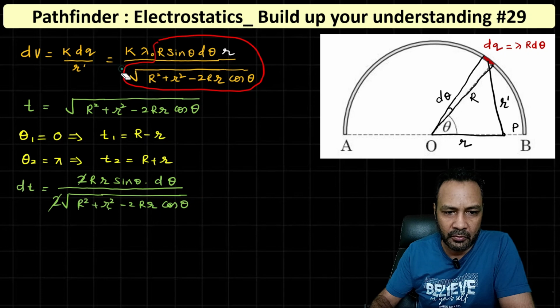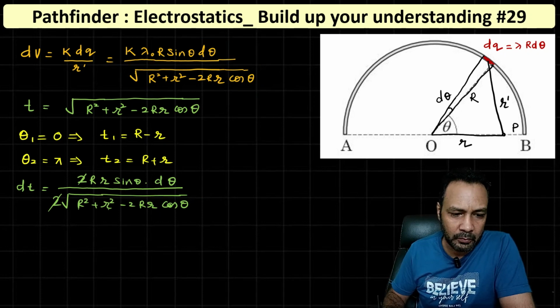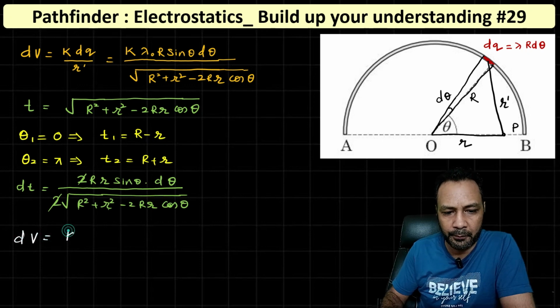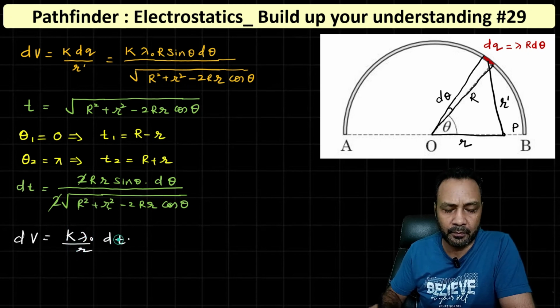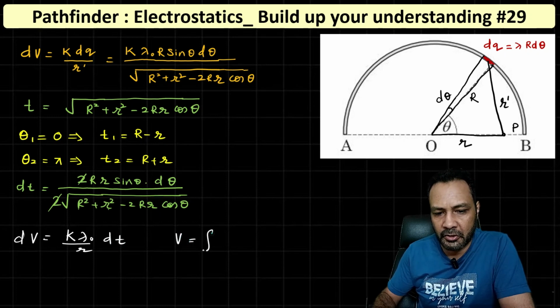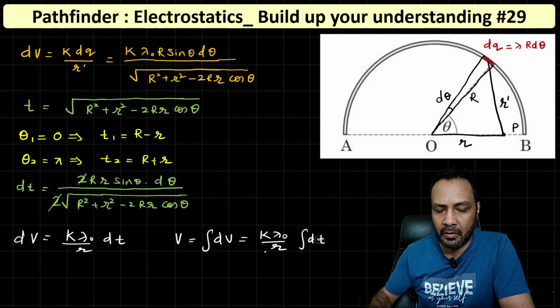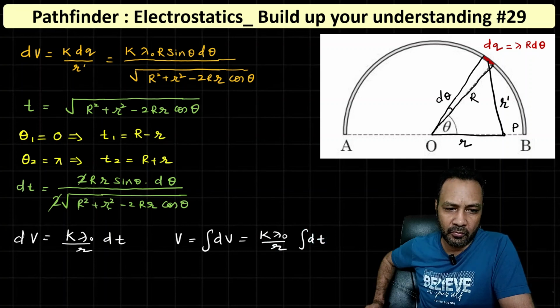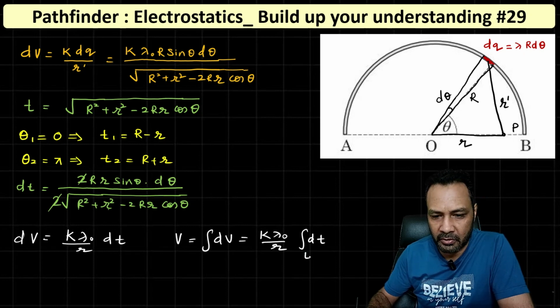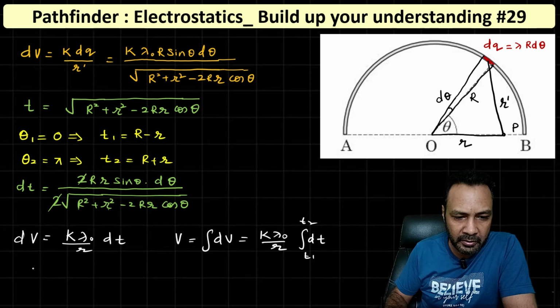So I just want to erase this. So now I can write dv is equal to k lambda naught by r dt, simple. So integrate this to get v, so v is equal to the integration of dv, so that integration is k lambda naught by r, this is a constant, and then there is a dt, and as theta goes from 0 to pi, t will go from t1 to t2.